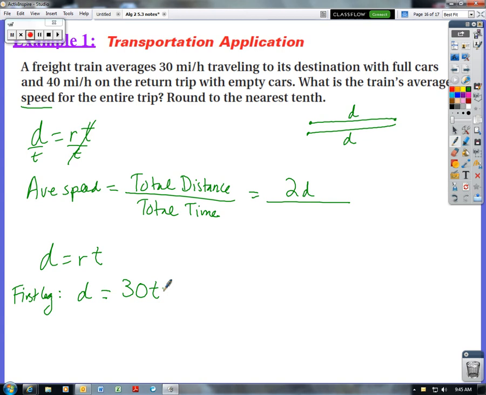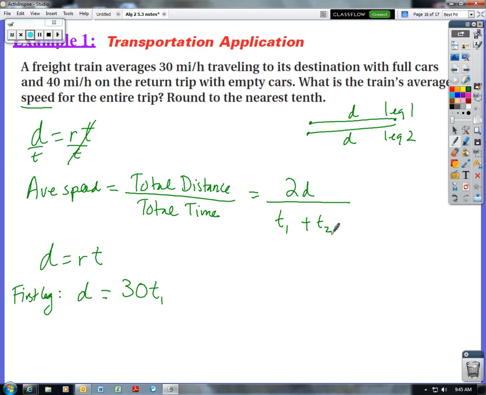Okay. I'll call this time 1 for trip 1, leg 1. This will be leg 2. Because is the train going to have different times on each leg? Is it going to take longer to do one of the legs than the other? Yes, because it's going only 30 miles per hour on the way there, but it's going faster on the way back. So the times will be different. Now, down here, I need total time. Well, total time is the time of leg 1 plus the time of leg 2. So t1 plus t2.